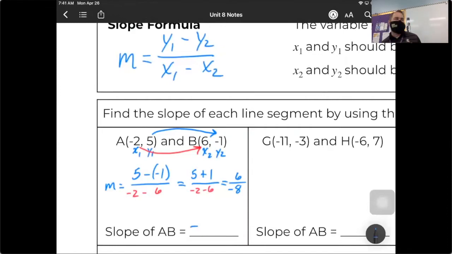Okay? But we can reduce that. You can divide 6 and 8 by the same factor. What can you divide 6 and 8 by? 2. So what does that reduce to? 3/4. So -3/4 is your slope. So for every one it goes down 3, it's going to go over 4 to the right. Because it's a negative slope, it's going down and to the right.